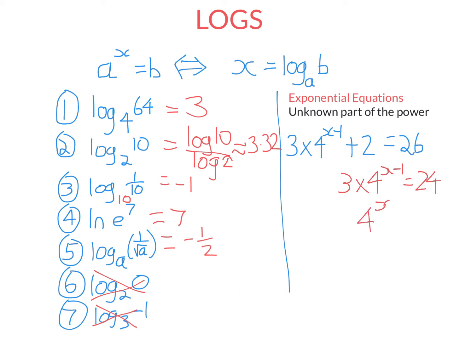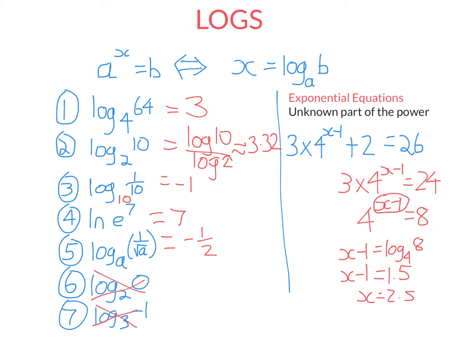So now you've got 4 to the power of something equals 8. Logs would be very useful here. So we need to find out what the power is. So x minus 1 would be log base 4 of 8. Now, log base 4 of 8 is equal to 1.5 because 4 to the power of 1.5 equals 8. So the power that goes here must be 1.5. x minus 1 equals 1.5, and so x is equal to 2.5.